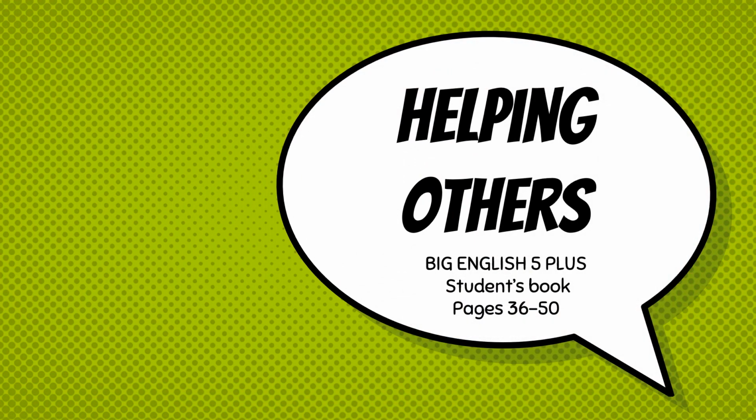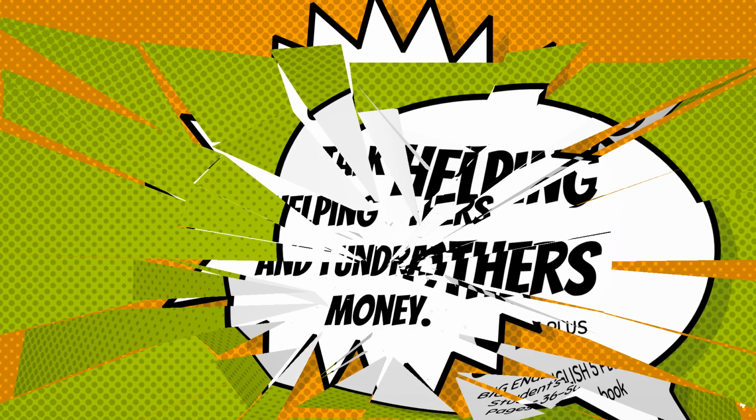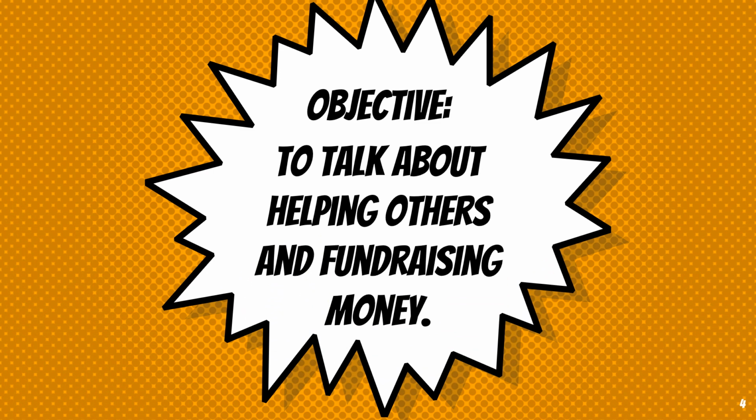Helping others. Big English Plus 5, Student's Book, pages 36 to 50. The objective of this unit is to talk about helping others and fundraising money.